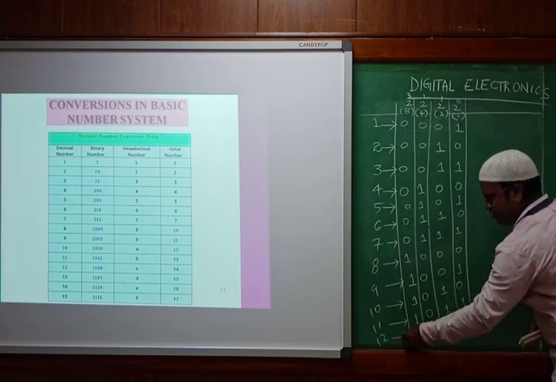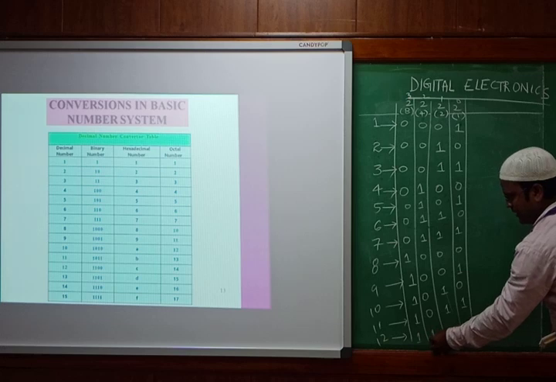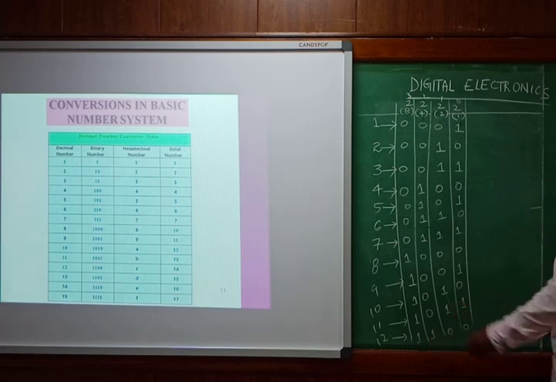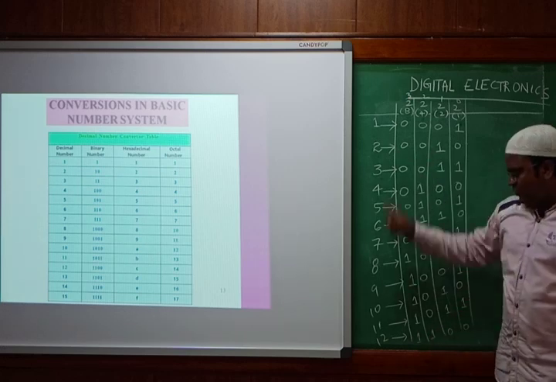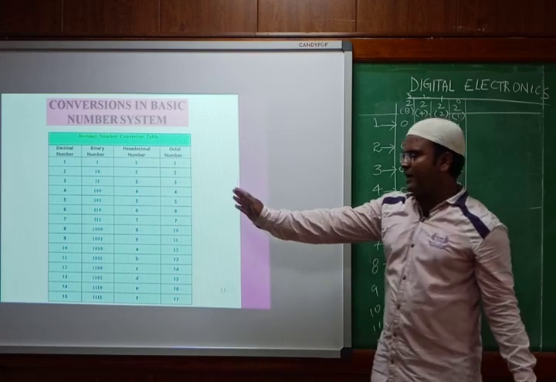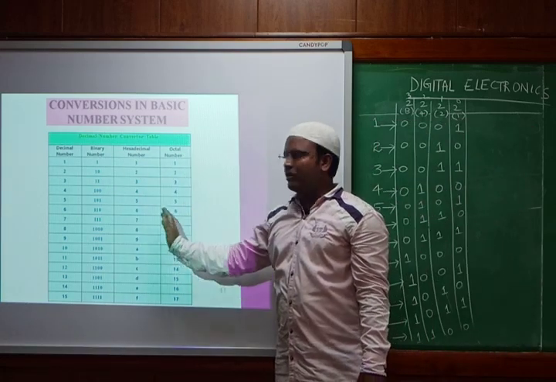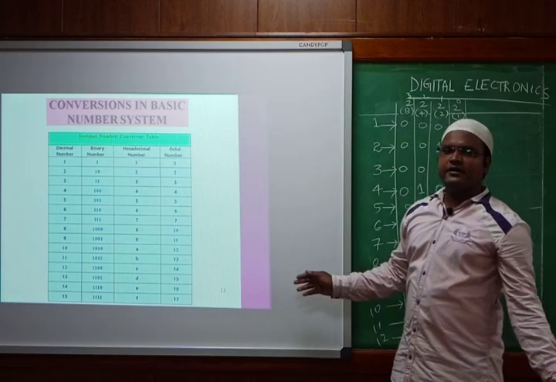Like that, I want to write 12. For writing 12, what should I mention? I need to mention here 1, here 1, and this bit will be 0. So likewise, 1, 2 till 15 they have mentioned. This way those digits will be converted into all the formats, like binary format, hexadecimal format and octal format. This way these numbers have been designed.